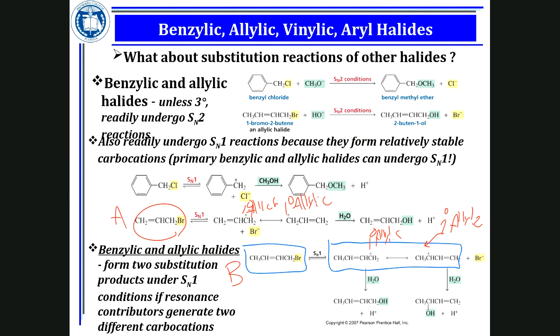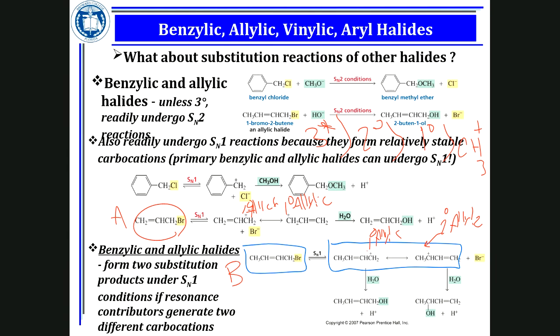Okay, let's put it this way. Which carbocation is more stable, primary or secondary? Which carbocation is more stable? Tertiary, secondary, primary, and the methyl, right? So always the higher order carbocation is going to be more stable. So secondary is more stable than primary.